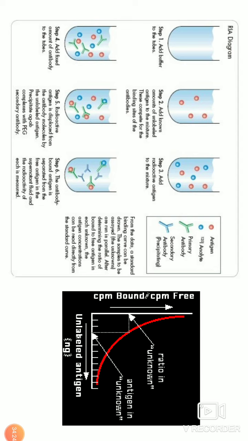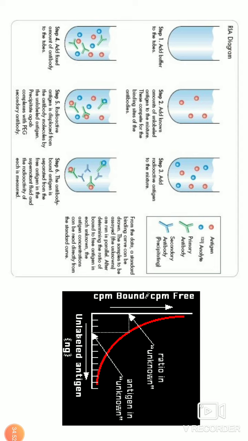Now the percentage of radioactivity bound will be very less. The more non-radioactive will be bound. So there is competition for binding sites. Both the antigens are the same. The only difference is one is labeled and one is non-labeled. There is competition for binding to the antibody. Radioactive antigen is displaced from the antibody molecules by the unlabeled antigen.